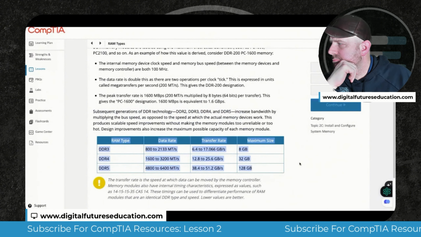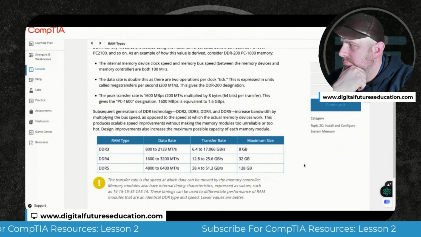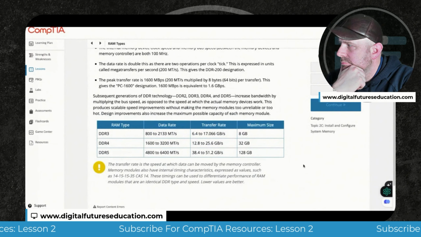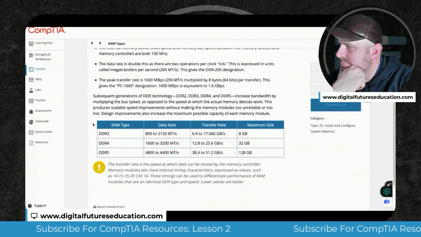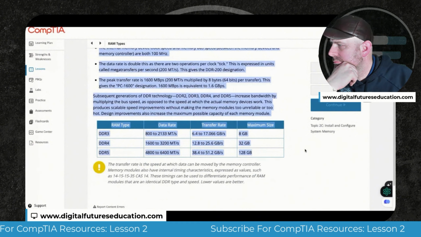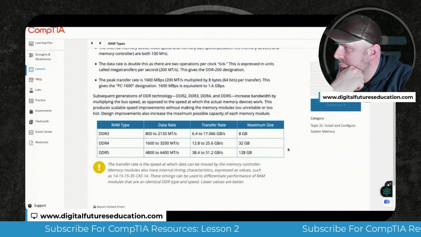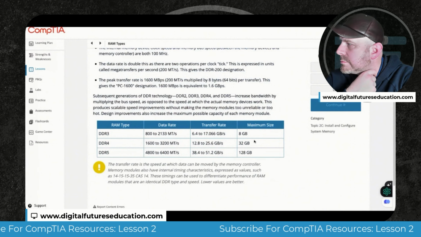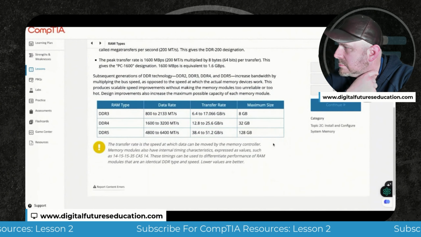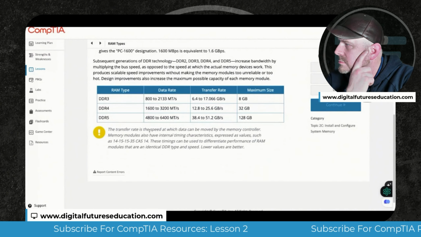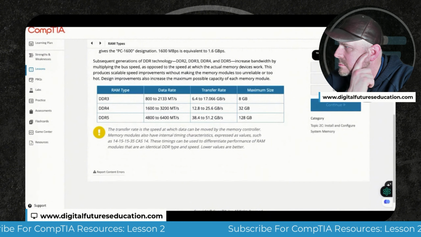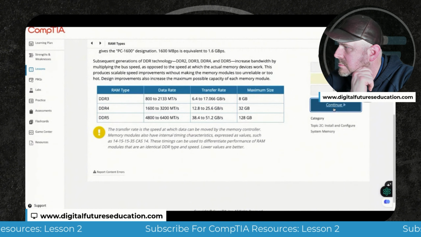between RAMs. If you ever want to learn more about this, Linus Tech Tips has awesome videos on this topic around reviewing the speed of different RAM and how it works in different systems. But it has a different data rate, it has a different transfer rate and maximum size. And the transfer rate is the speed at which the data can be moved by the memory controller. But I do want to get us into some questions.